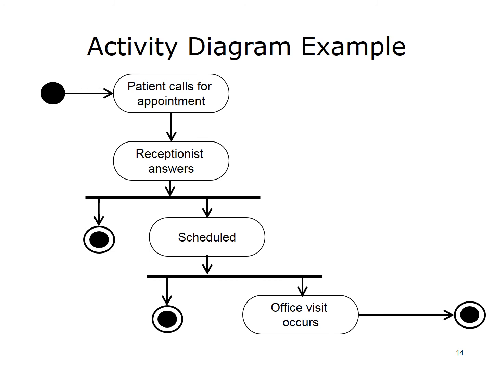In this simplified activity diagram example, the process starts when a patient calls to schedule an office visit. The receptionist answers and attempts to schedule the appointment. If a mutually convenient time is found, the appointment is scheduled. If not, the process ends. When the scheduled date arrives, the patient attends the visit or not. The process is complete when the office visit is over.